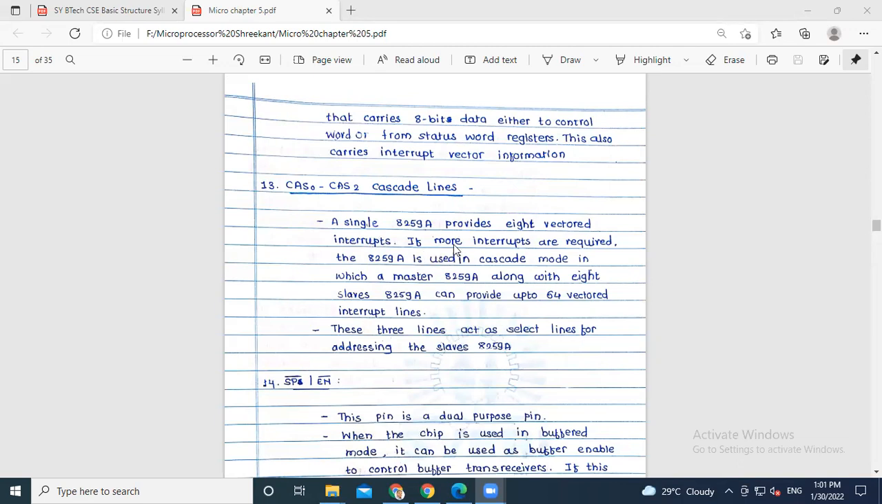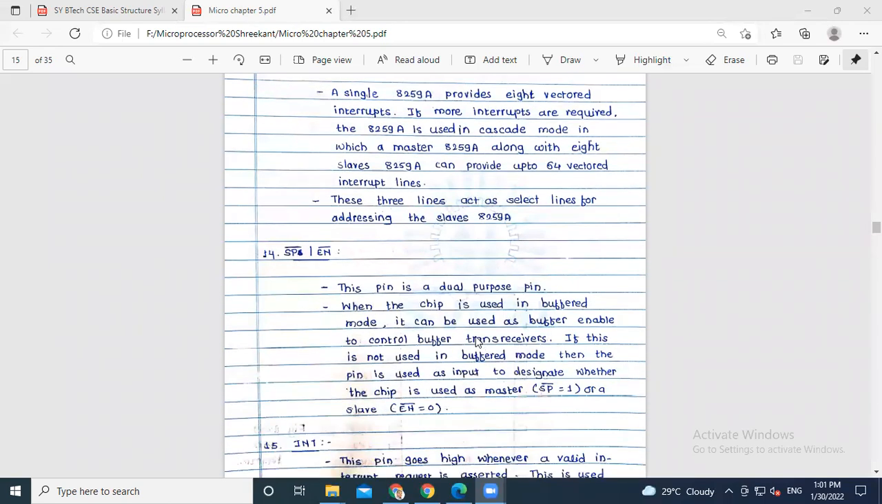A single 8259 provides 8 vector interrupts. If more interrupts are required, the 8259 is used in the cascade mode, with a master 8259 along with 8 slaves, and the 8259A can provide up to 64 vector interrupt lines. These three lines act as select lines, the cascade lines to use with the slave 8259.